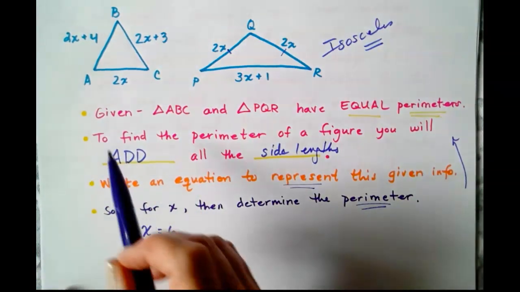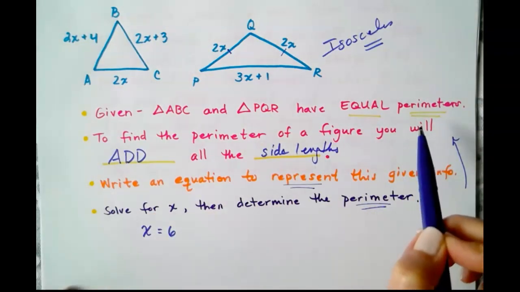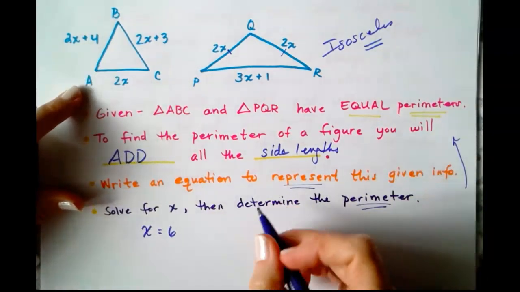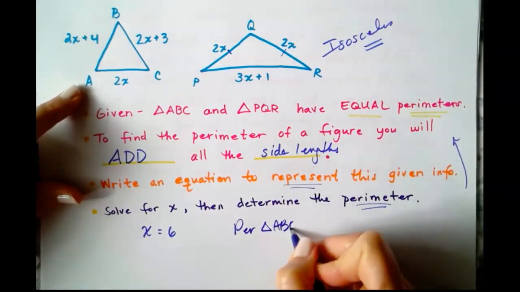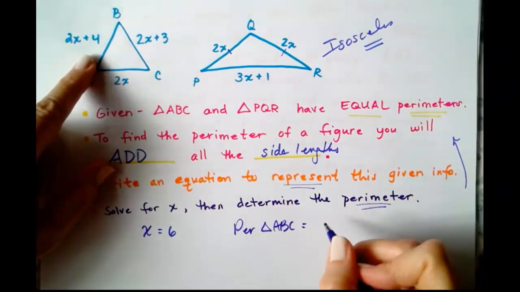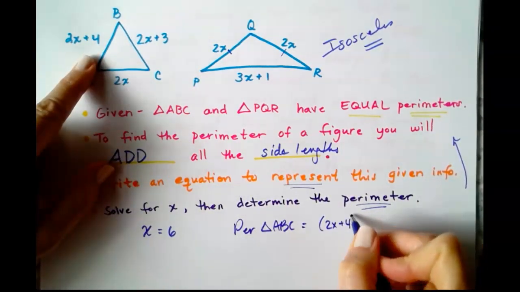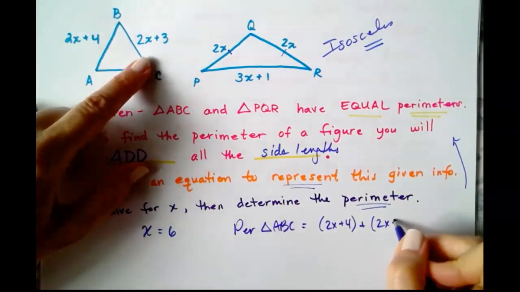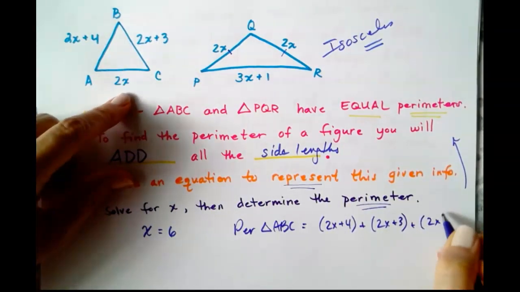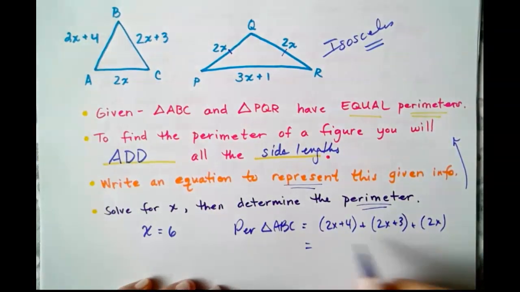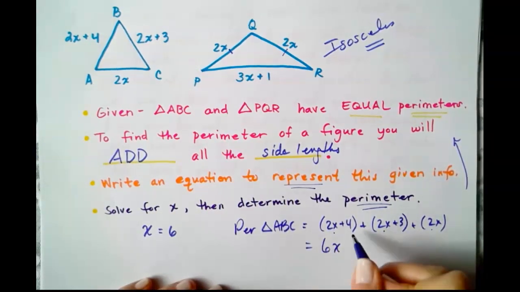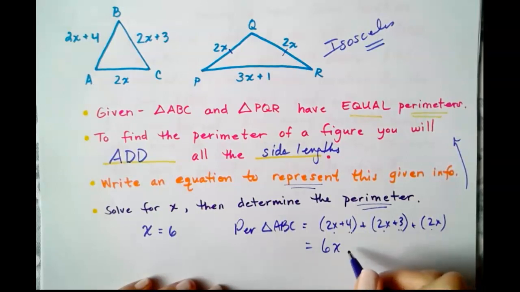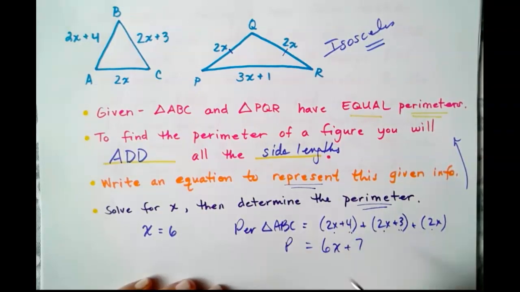We just need to choose one because we know that they have equal perimeters. So I'm just going to go with the first one here. So the perimeter of triangle ABC is 2x plus 4 plus 2x plus 3 plus 2x. And if you recall, when we added them all together, 2x plus 2x plus 2x is 6x. 4 plus 3 is 7. So there's our perimeter for triangle ABC.